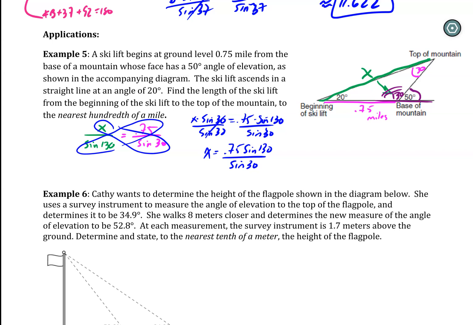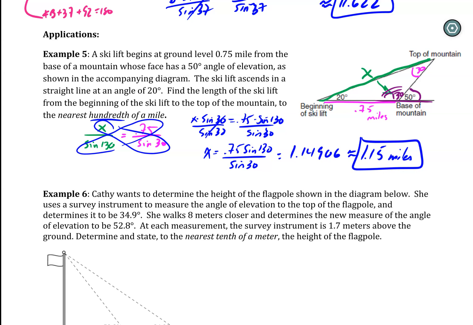So 0.75 times the sine of 130. You get that answer. Then we're going to divide by the sine of 30, which, like I said, is a half. So you're really getting that to be 1.14906. And it says nearest hundredth of a mile. So it's approximately 1.15 miles long up the ski lift.